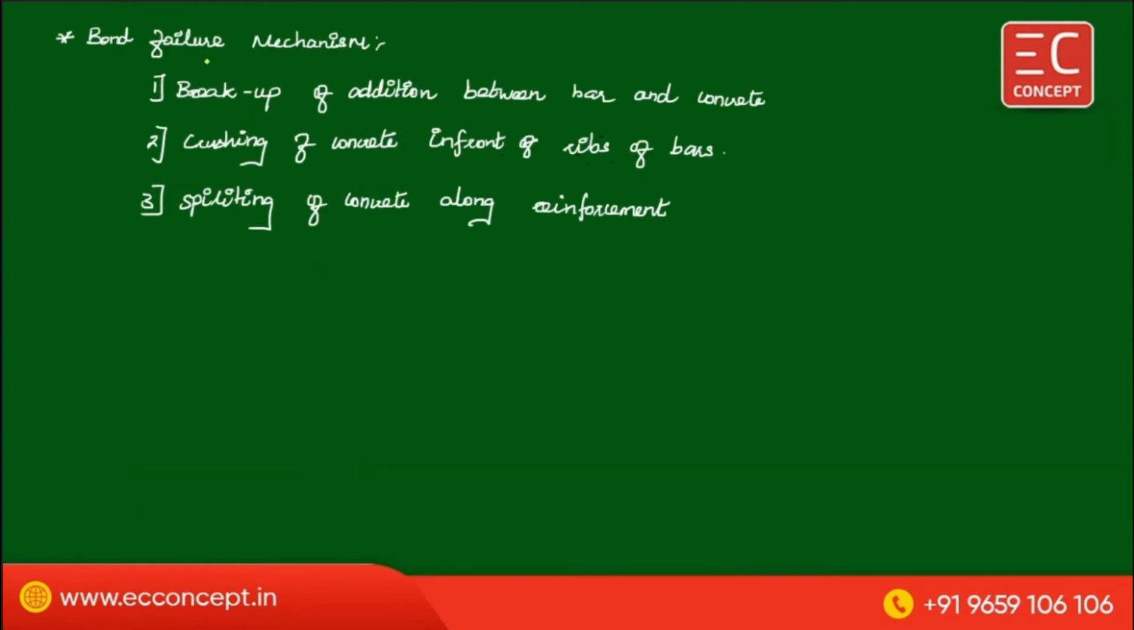Now, how does the failure happen? Bond failure happens as follows. This is also an important examination question, and this is the step-by-step procedure. First to happen is the breakup of adhesion between bar and concrete.